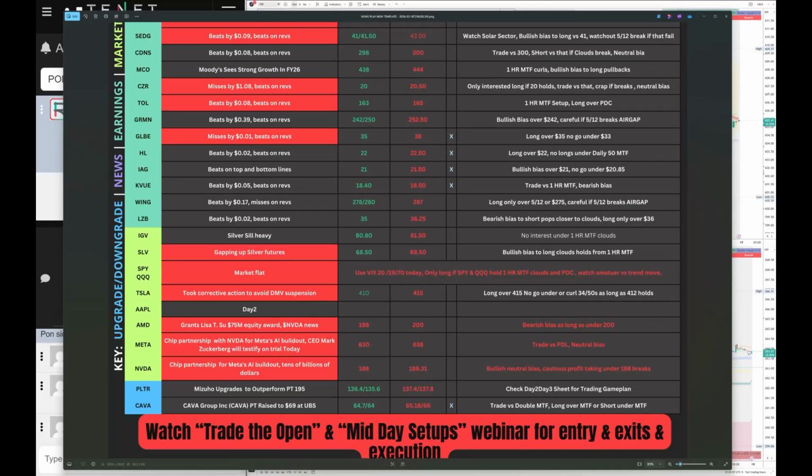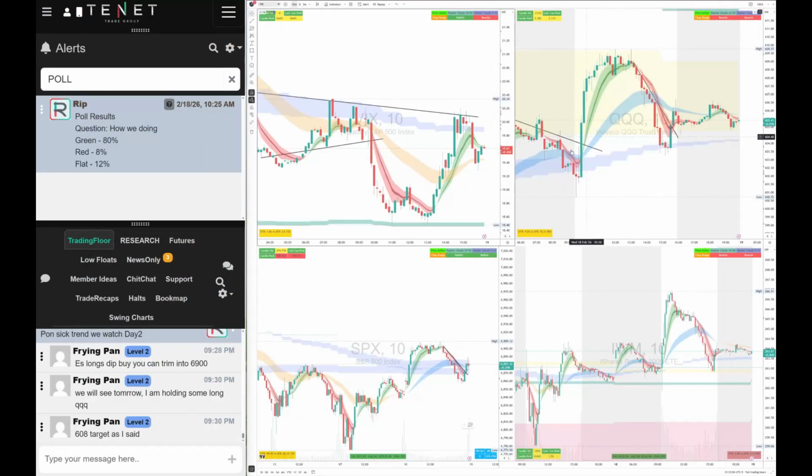Definitely we provide the levels of SPY QQQ as well. But today's plan was simple. VIX 20, 19.70 are two key levels. Only long if SPY holds the 1 hour MTF and we break those levels. So when I say 20, 19.70, if we break those levels and the market curls, we will long it. It's that simple. So what happened, right?